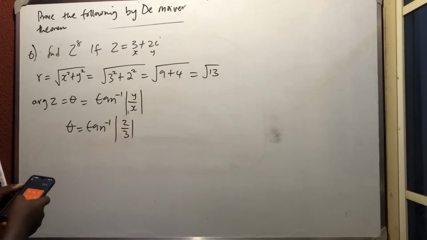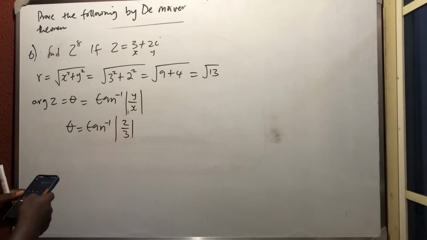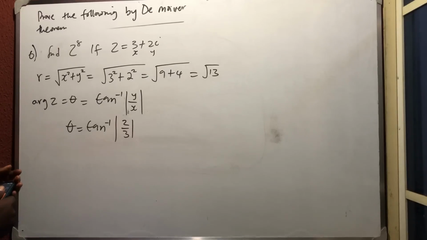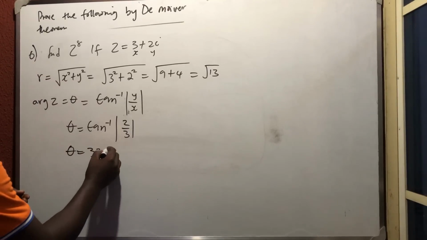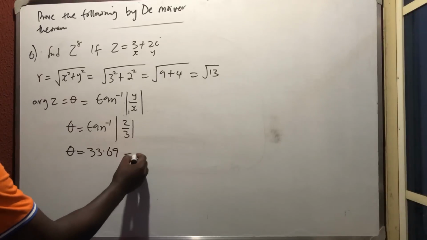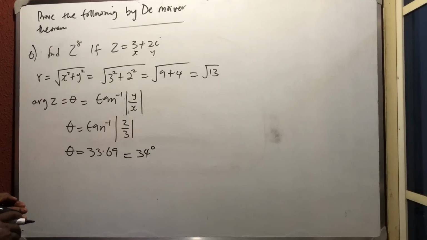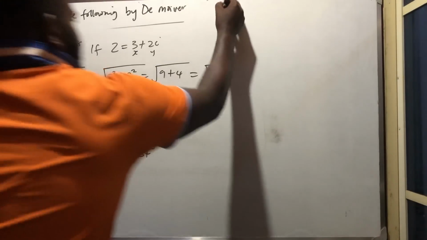So tan inverse of 2 divided by 3. So I'm having tan inverse of 2 divided by 3, which is 33. So theta is now 33.69, which let me approximate to 34 degrees. That is my theta. So therefore, let me continue here.